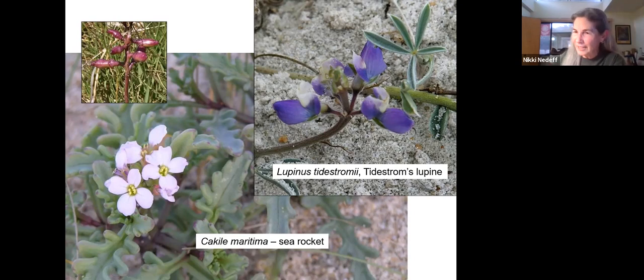It is not native to the California coast. However, it was introduced so long ago that it is almost native. In my mind, it's become, quote unquote, naturalized. This member of the Brassicaceae family living in the dunes has a really interesting reproductive strategy in that here on the top, you can see the seed pod.